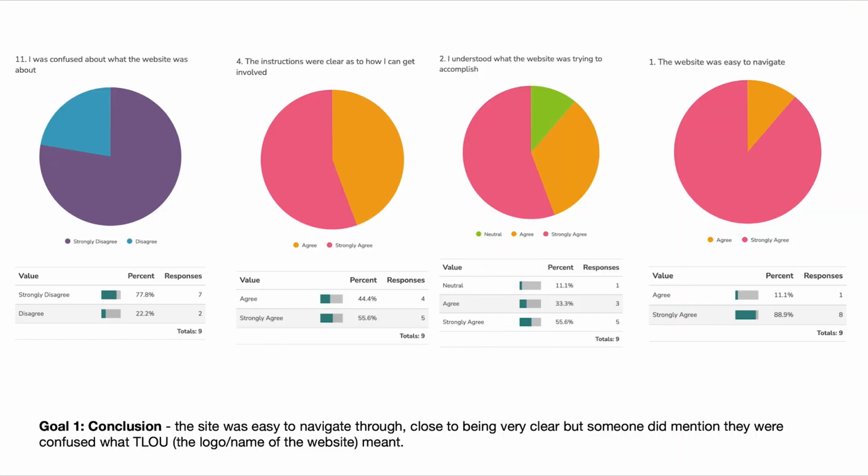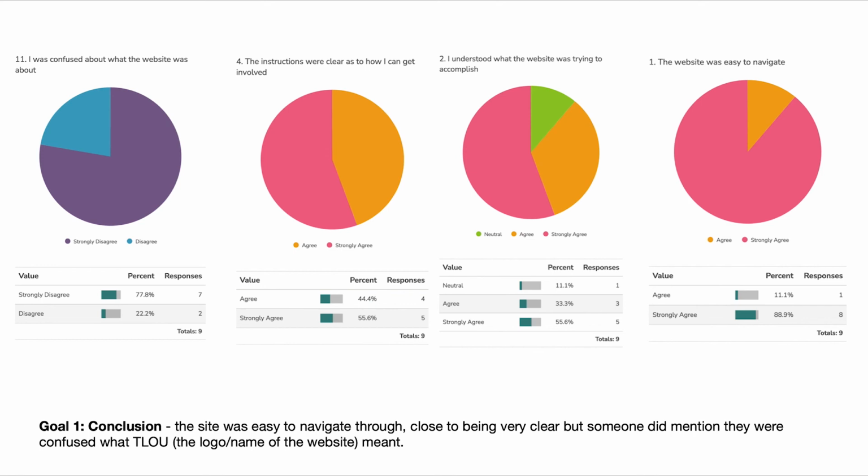So the first conclusion that I got from the survey was that the site was easy to navigate through, close to being very clear as to what the goal of the website was. But someone did mention that they were confused what TLOU meant, which was the logo and name of the website. So I didn't touch on that too much on the pages, and it was kind of unclear, and they said that they had to Google it.